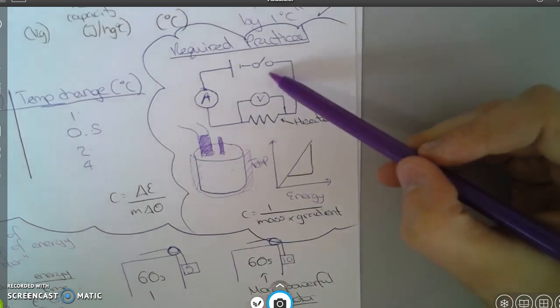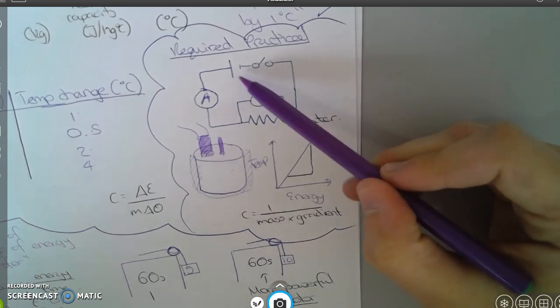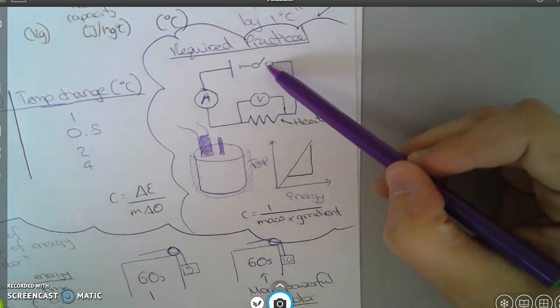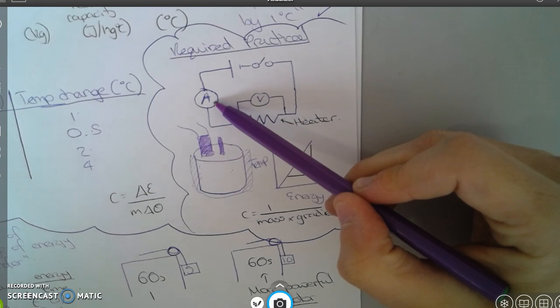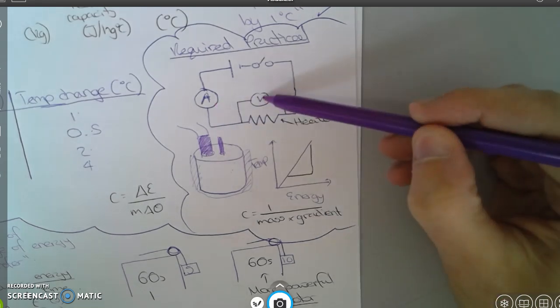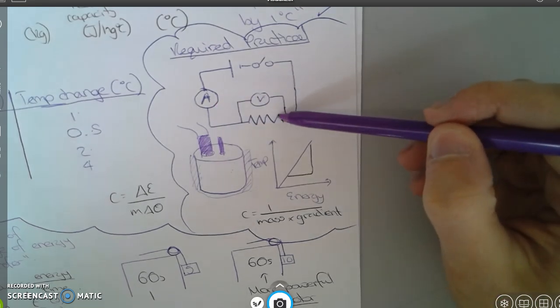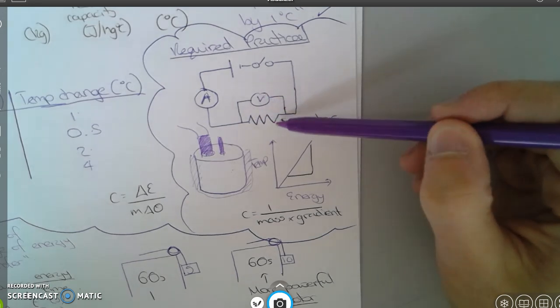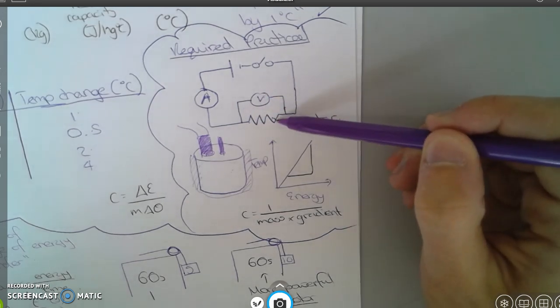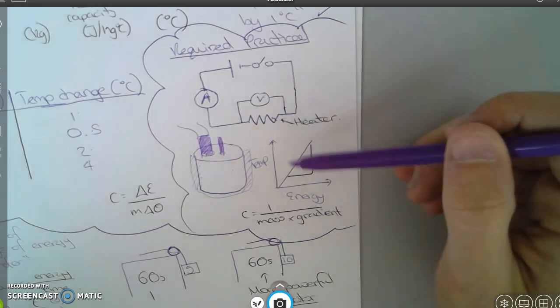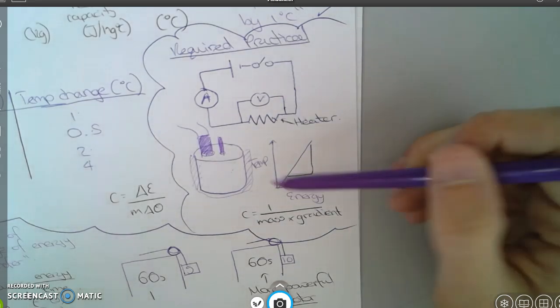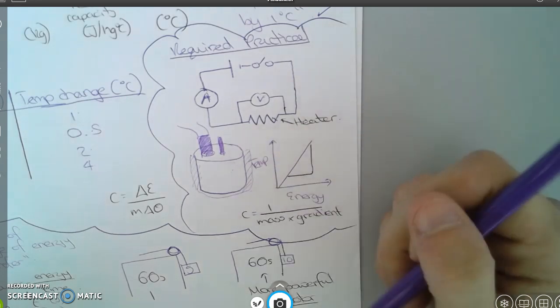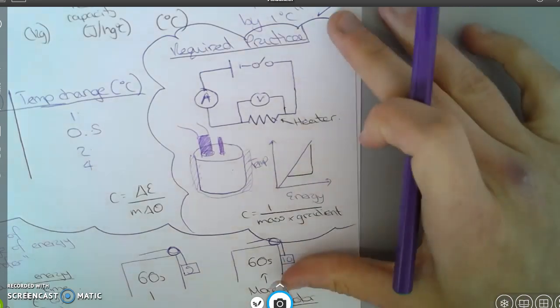Now here's the circuit diagram for this practical. You have your power source, you have a switch to turn it on and off, you have an ammeter to measure current, you have a voltmeter in parallel with the component you are measuring, so the voltmeter measures the potential difference of the heater, and we have a heater. You don't need to know the circuit symbol of a heater. So what's going to happen in this practical is you turn this on, and the heater is going to heat the block up, and you're measuring the temperature.